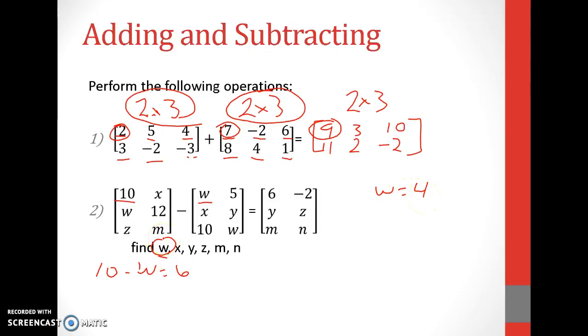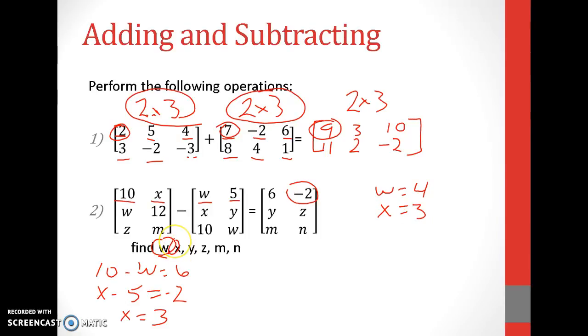Then if we want to figure out what x is, here we have x minus 5, and that gave us negative 2. This might be a little bit more difficult to figure out, but if I add 5 to both sides, I can see that x is going to be equal to positive 3. And so x is 3.